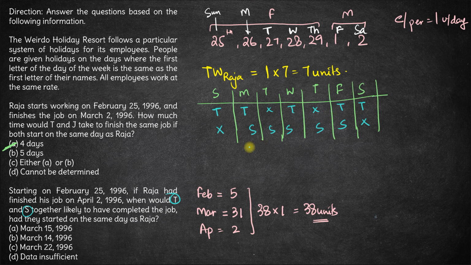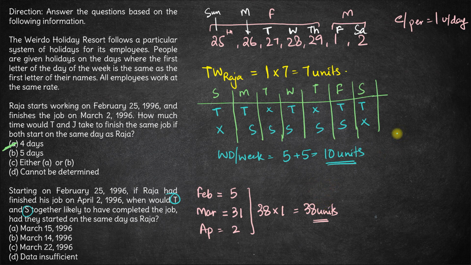days. So the total work done per week by T and S together will be 5 units of the work done by T and 5 units of the work done by S. So total 10 units of the work is done in 1 week. And together they have to complete 38 units of the work. So how will you complete 38 units of the work?